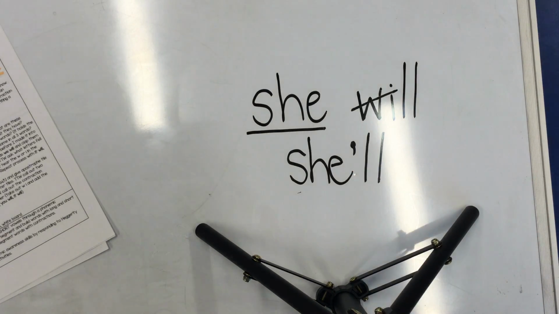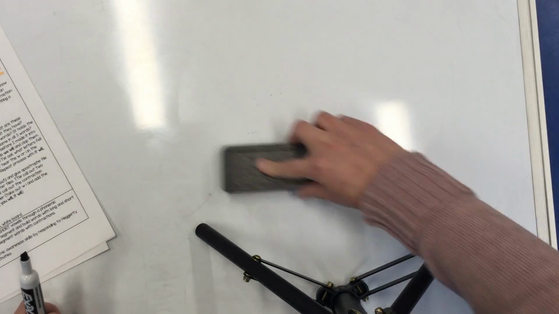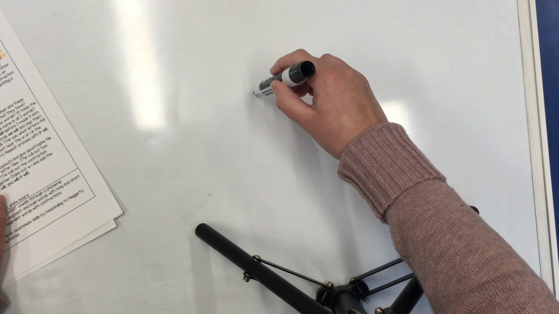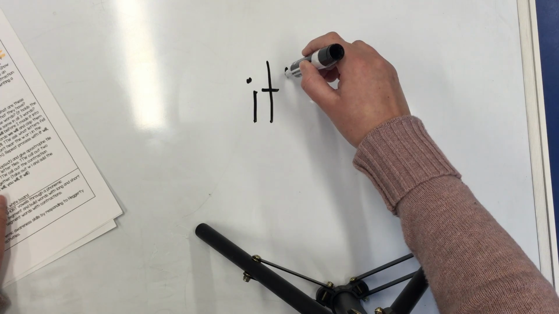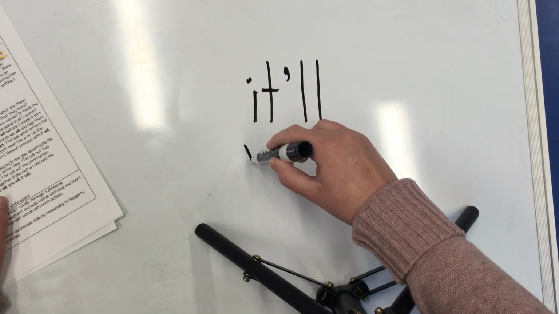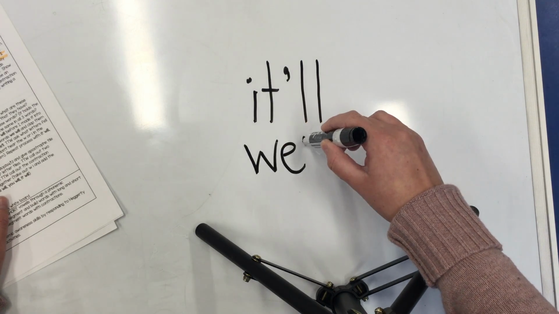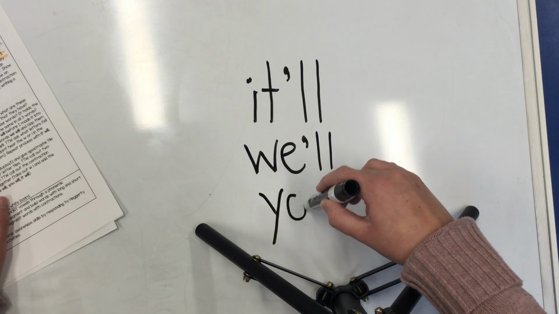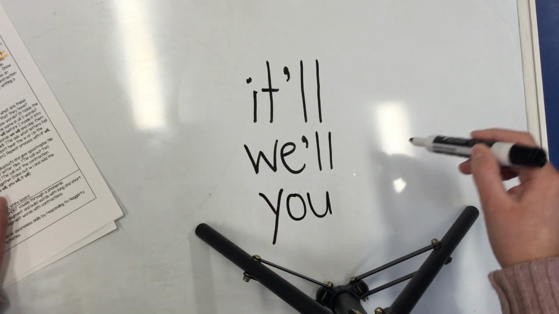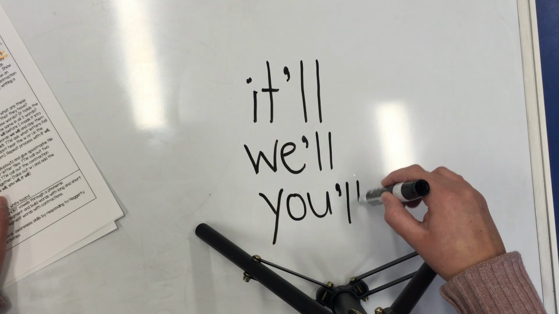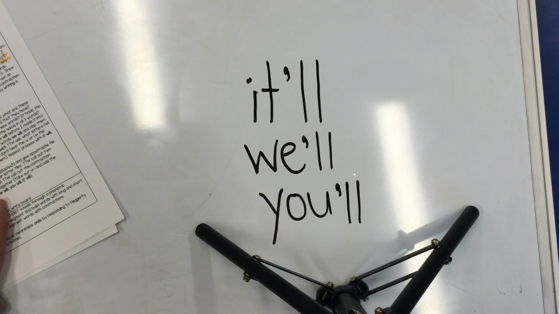She'll. Okay? So now that we have learned that, I'm going to write some more words on the board, and we're going to review what we just learned, okay? I'm not going to tell you what the word is yet. You could be practicing them in your head if you want. Okay, so remember, we are learning contractions with the word will.